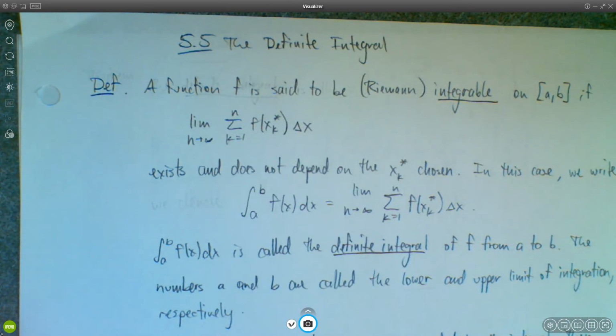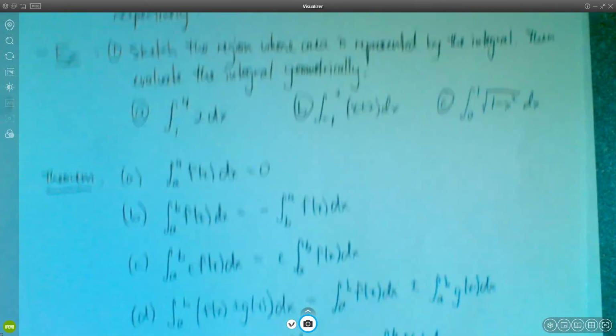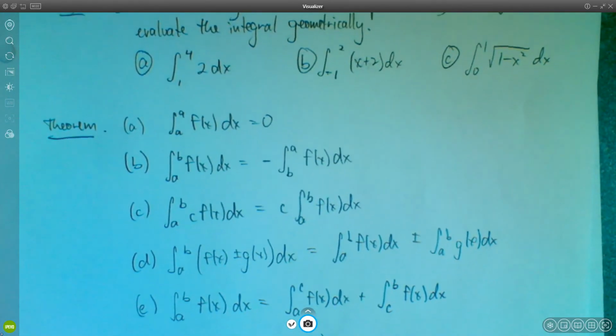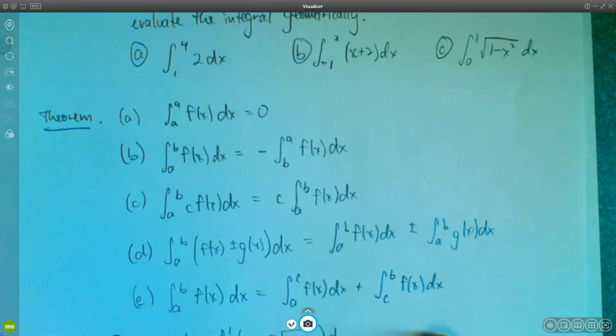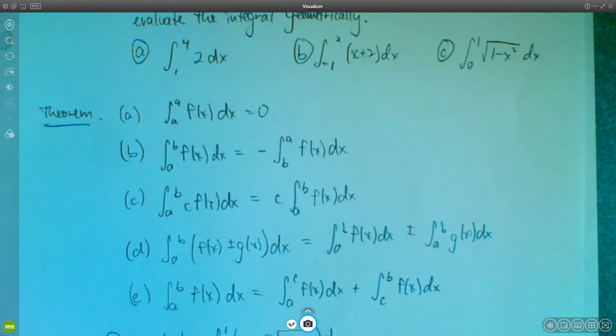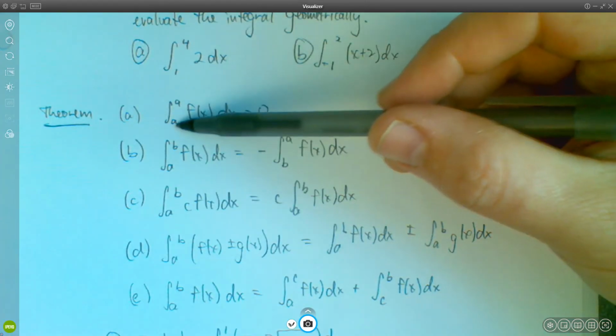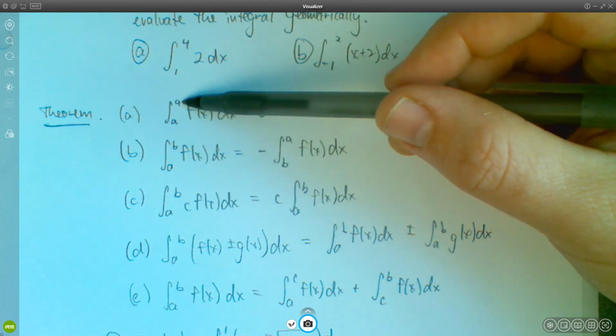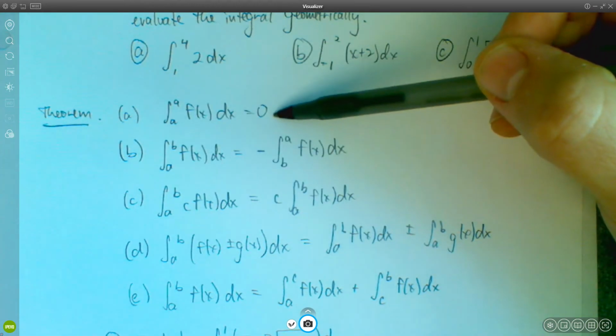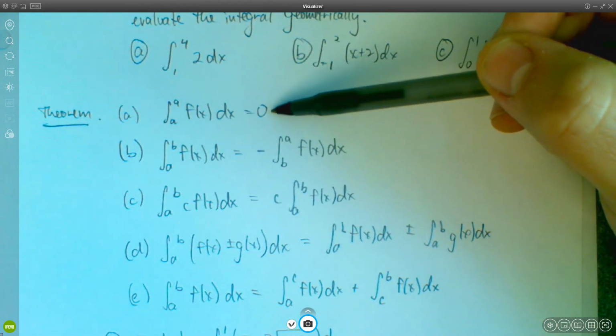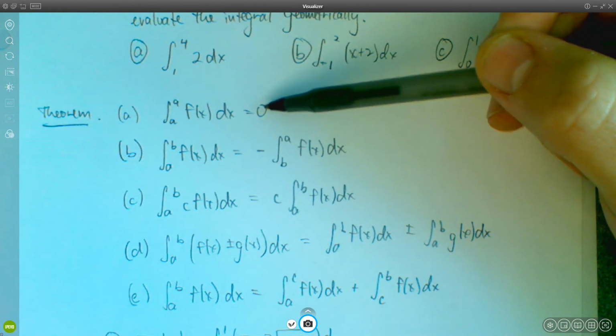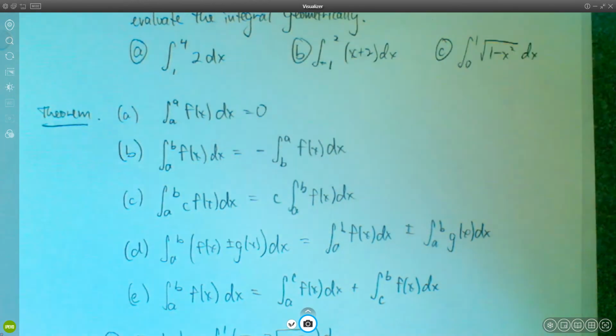Okay. Now here are some useful things about the definite integral that may or may not come in handy. They probably will. If your lower and upper limits of integration are the same, well then that area is just going to be 0, right? Imagine, if the interval you're looking at starts and ends at the same place, then of course it's going to have an area of 0, right?